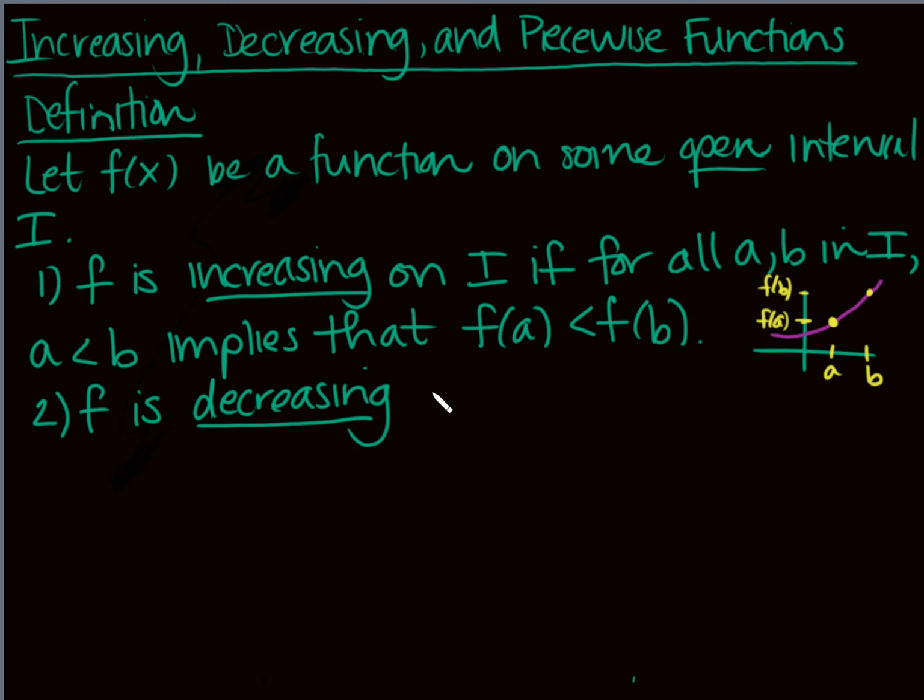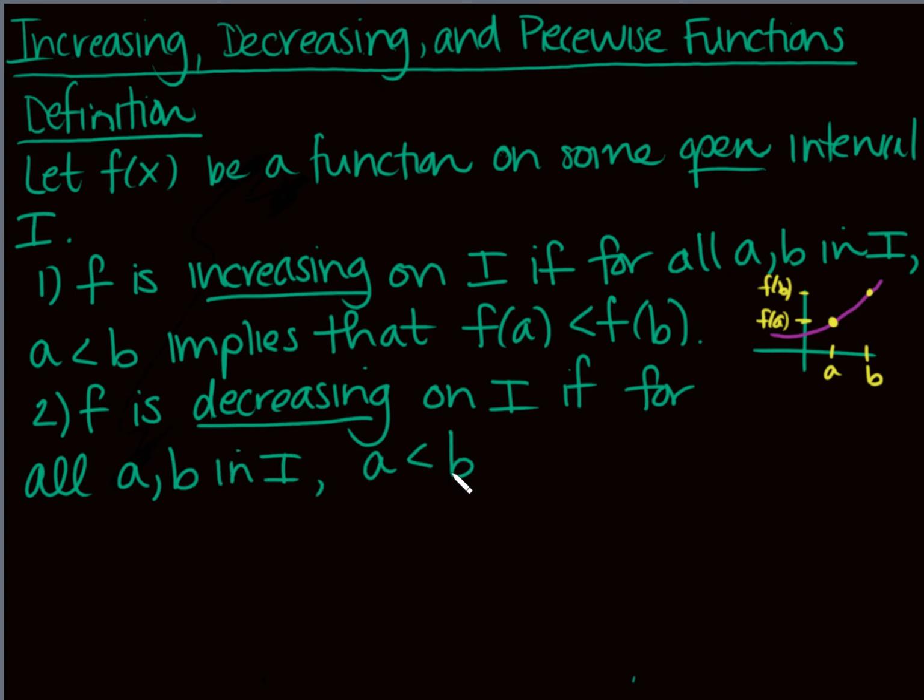All right, f is decreasing on I. Likewise here, if for all a and b in I, going left to right, that's all that a less than b means, this implies that now, instead of f of a being less than f of b, we want f of a to be greater than f of b. I want my function values to start getting smaller.